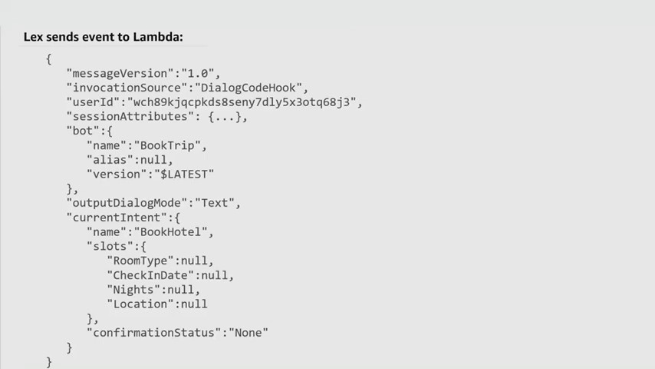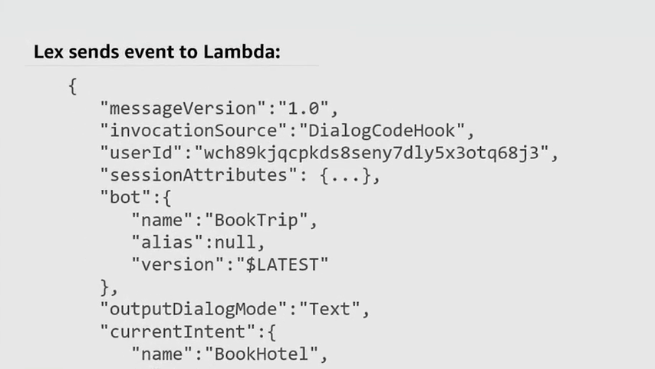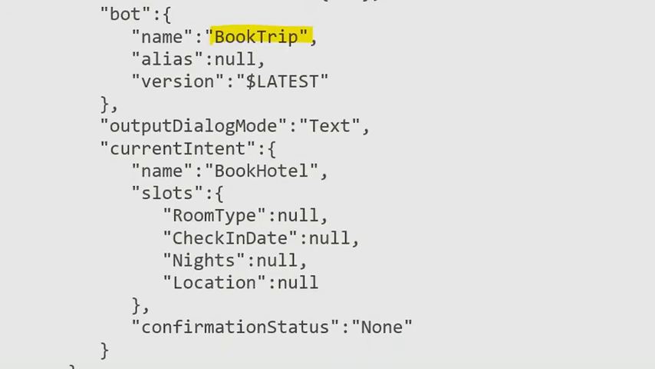A lot of information is here, but let's take a look. The invocation source is set to DialogCodeHook. This is how the Lambda function knows that it's supposed to do validation of the entries and not do fulfillment, as that will be the other option that we will see later. We can see the bot name, book trip, in there in case this same Lambda function was used for more than one bot. The current intent name is pretty important though, because I'm reusing that same Lambda function for book hotel and book car.